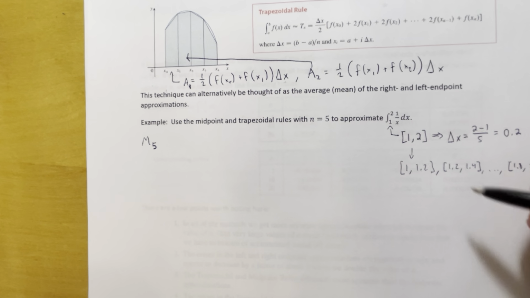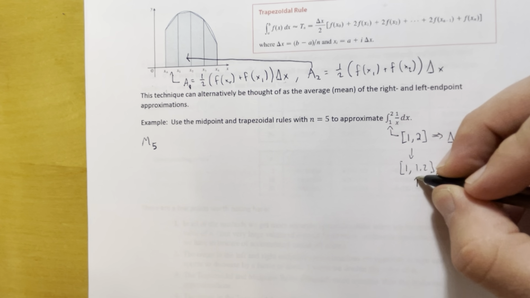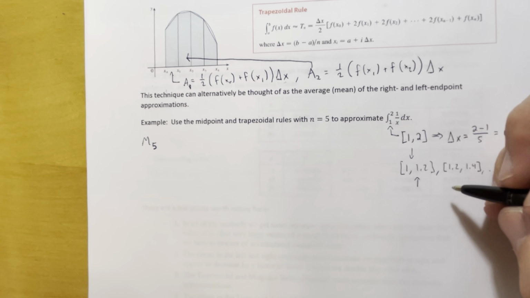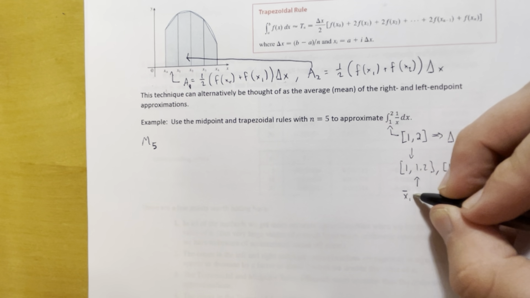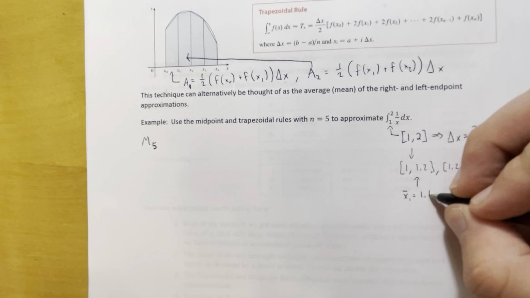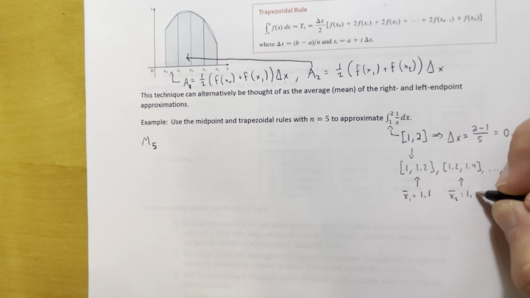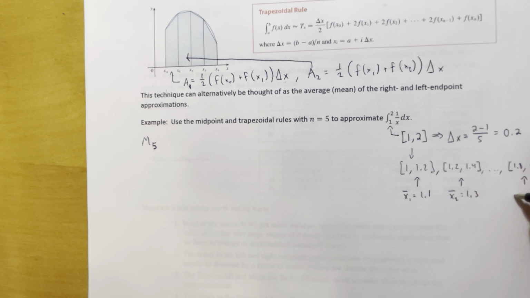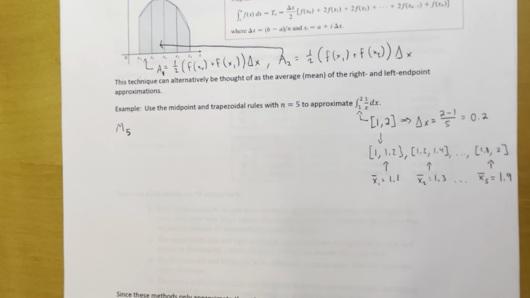Okay, now for the midpoint rule, because I'm using the midpoint rule here first, I have to find the midpoint of each of these subintervals, and these are easy to do just by looking at them. So here, for example, x1 bar is going to equal 1.1, x2 bar is going to equal 1.3, and then for this, I have kind of a dot, dot, dot there. This would be the 5th midpoint, so x5 bar is going to be 1.9. Those are the values that I want to use in this approximation.